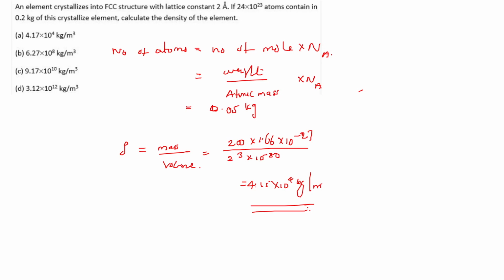So it is an element. What parameters are given here? You have to find the density. First, you have to calculate the number of atoms. Here, number of atoms we cannot directly calculate, so they have given the total number of atoms in 0.2 kilogram. That will be number of moles into Avogadro number. Number of moles will be weight divided by atomic mass. Substitute weight and atomic mass.